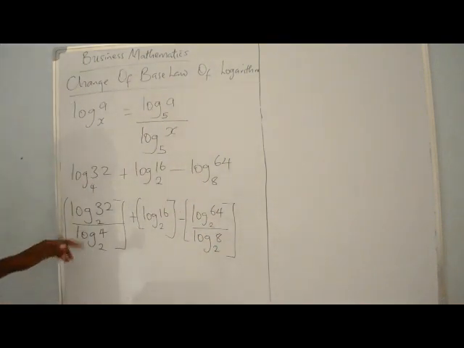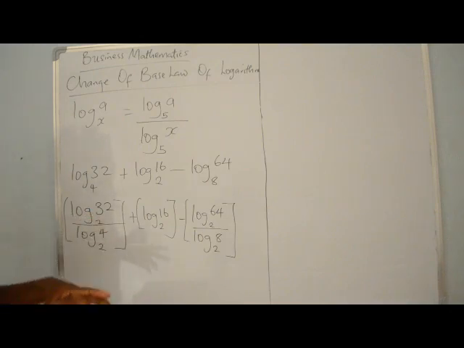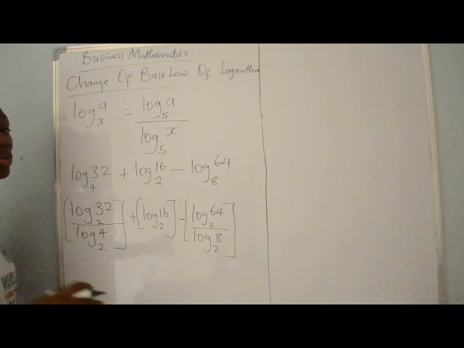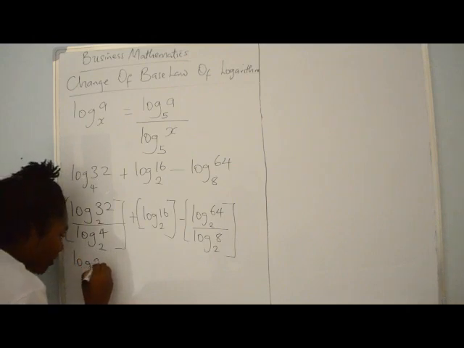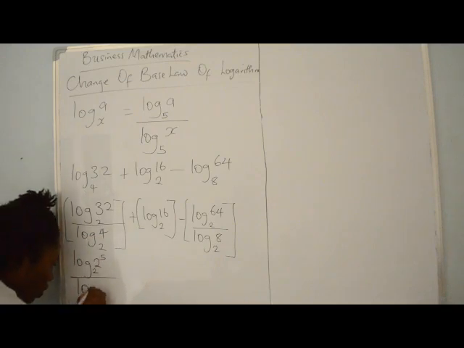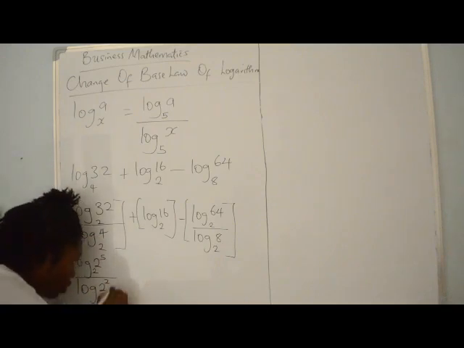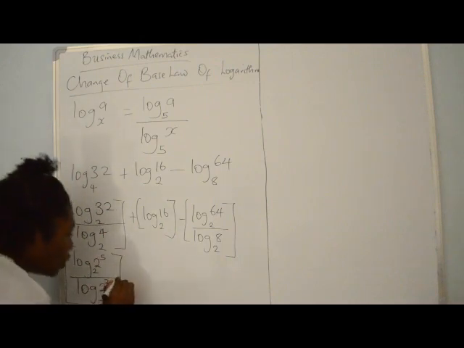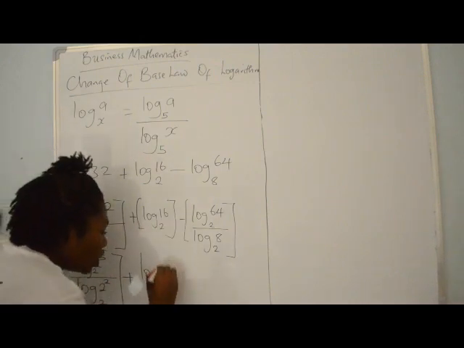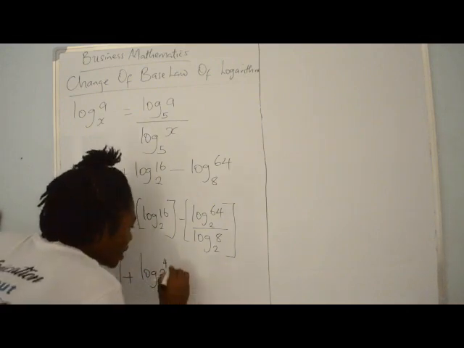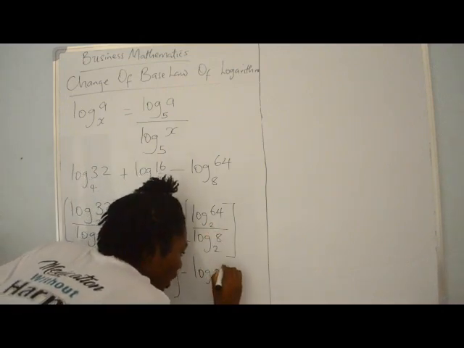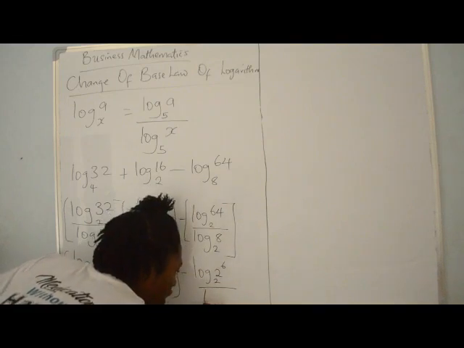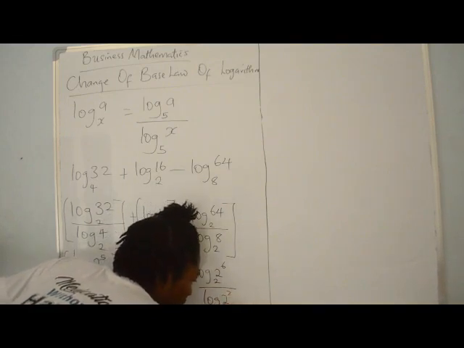Now we are going to be working it together, and right now we can use our power law. We are going to express 32 using our power law. So we'll be having log 2 raised to power 5, since 32 is 2 raised to power 5, in base 2, divided by 4, which is also 2 raised to power 2, in base 2, still in brackets, plus we can express 16 as 2 raised to power 4 in base 2, and then for the last one we'll be expressing it as log 2 raised to power 6 in base 2 divided by log 2 raised to power 3 in base 2.